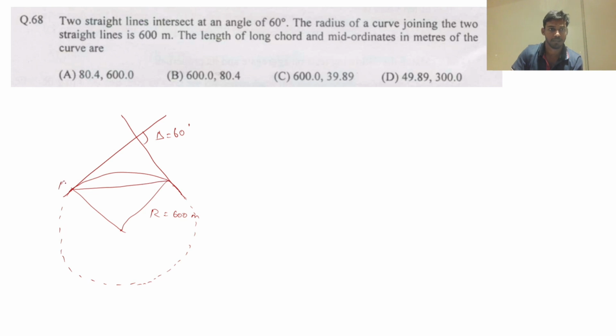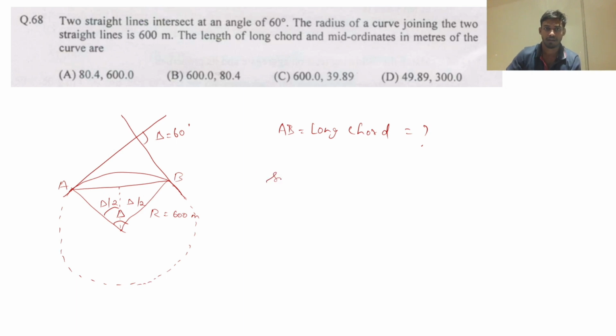So let's consider this point as A and this as B. So AB is equal to long chord, and the length of that long chord is asked. So this is delta. We have to find out this AB. So this is delta by 2, this is delta by 2 and this is delta by 2.